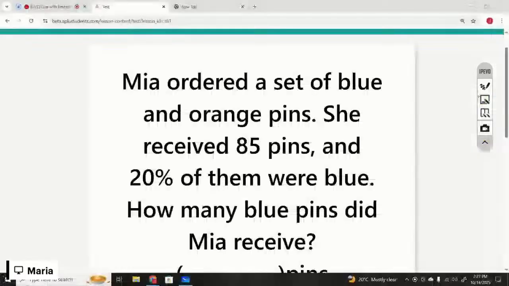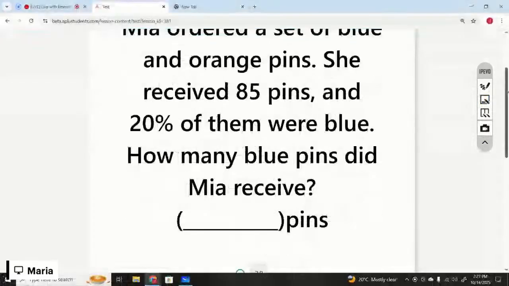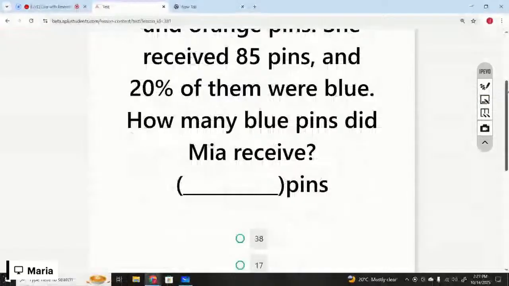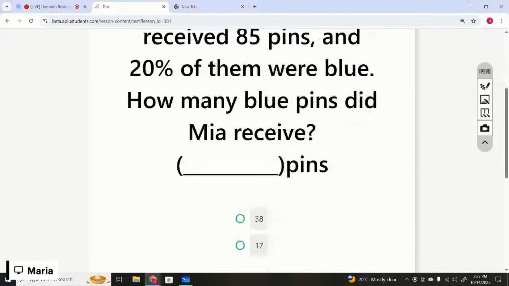Mia ordered a set of orange pins. She received 85 pins and 20% of them were blue. How many blue pins did Mia receive?